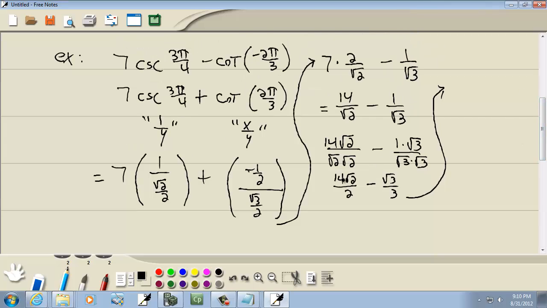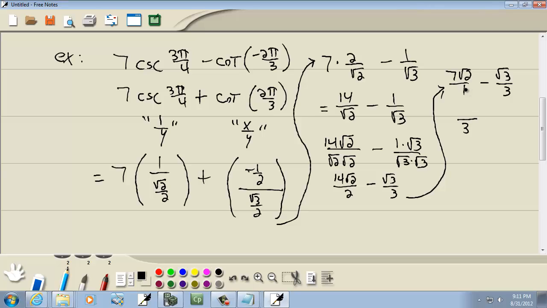So that gives us 14 and 2 both divisible by 2. So that gives me 7 square root of 2 over 1 minus square root of 3 over 3. Now I left the 1 there because I want to combine these two together. And to do that, I need to get a common denominator, which would be 3.